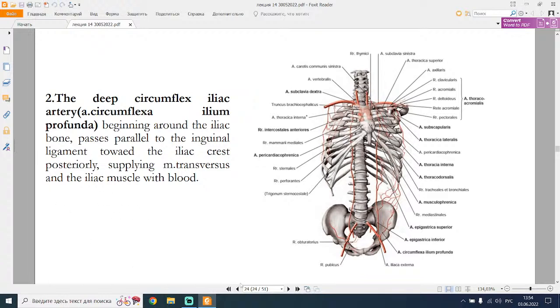The next artery, arteria circumflexa ilium profunda. Beginning around the iliac bone, it passes parallel to the inguinal ligament toward the iliac crest. Posteriorly, it supplies musculus transversus and the iliac muscle with blood.